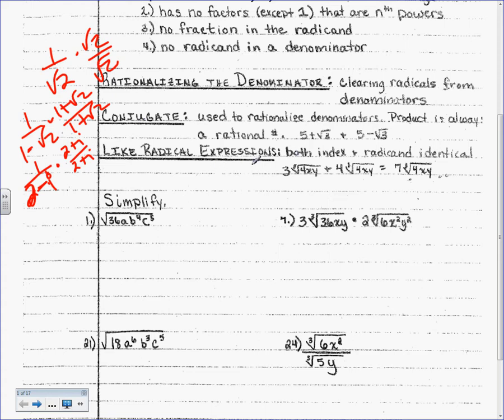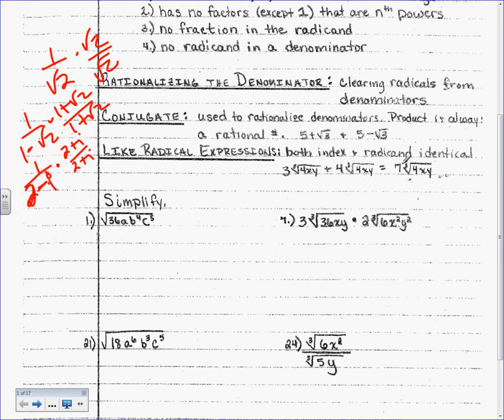Like radical expressions are those where both the index and the radicand are identical. So do you see how this is the cubed root of 4xy, cubed root of 4xy, cubed root of 4xy? That's the same as like x, x, x. Oh, sorry, that's the answer. So if you have 3 of the same thing and 4 more of the same thing, then you have 7 of the same thing. So this is 7 cubed root 4xy. Because these are both the cubed root of 4xy, your answer is the cubed root of 4xy.